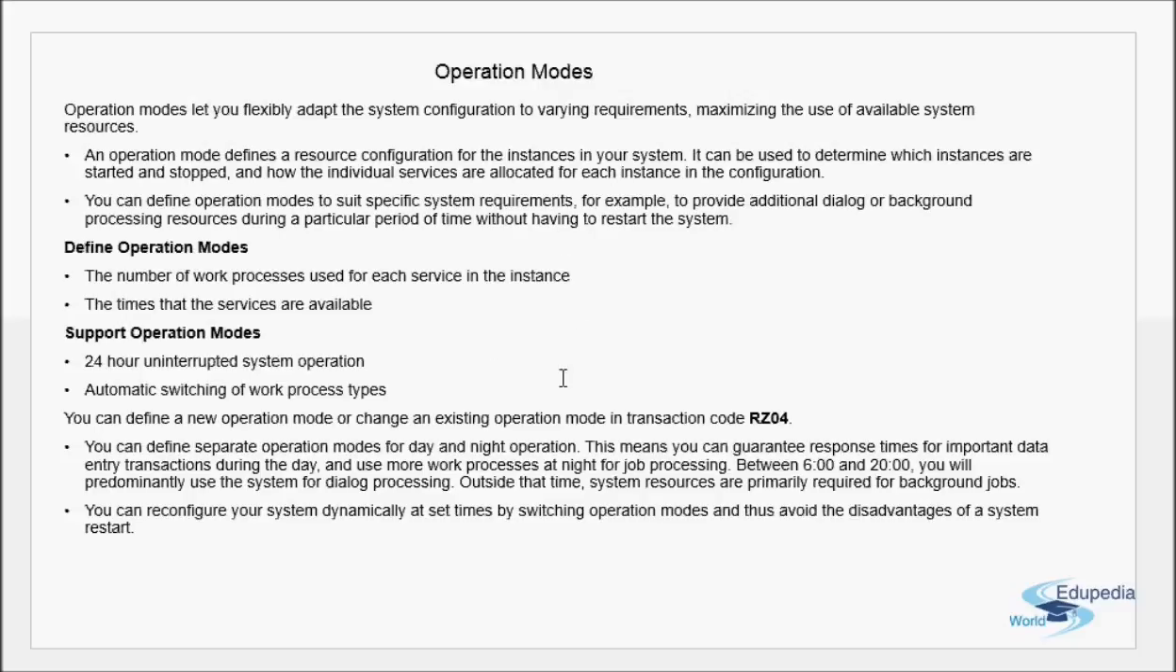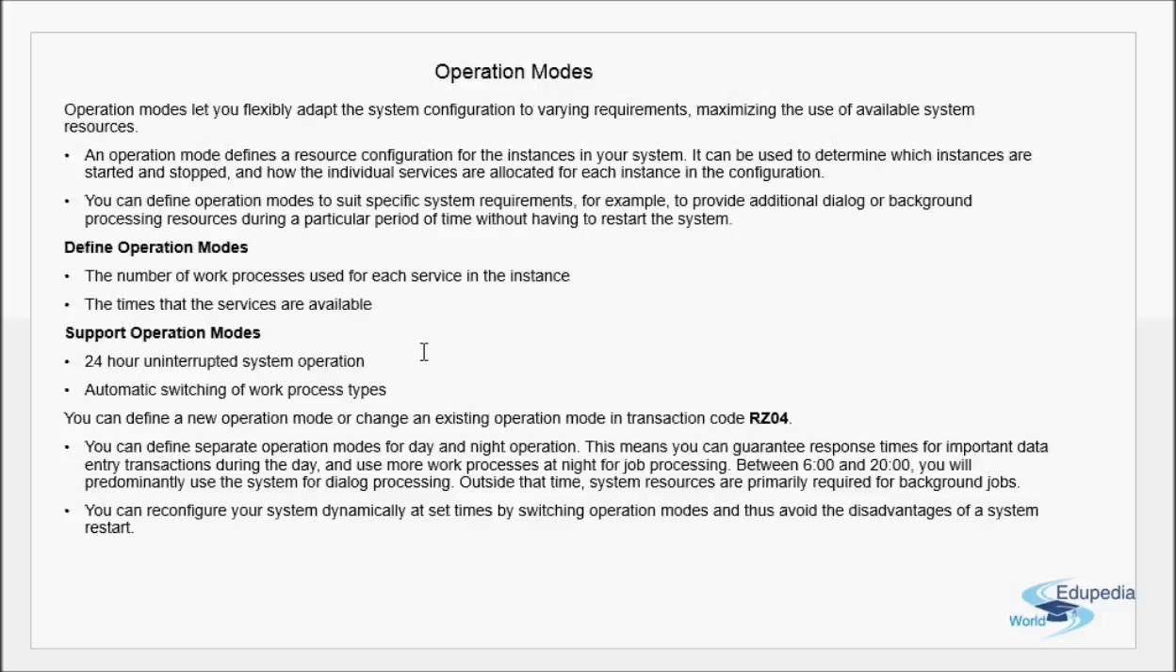Operation modes define the number of work processes used for each service in the instance, like background, dialog or whatever it is, and the times that these services are available. So I want more dialog work processes during the day, and more background work processes during the night time. So you will change the type of work process depending upon the time. So that is the operation mode. Operation modes support 24-hour uninterrupted system operation and automatic switching of work processes.